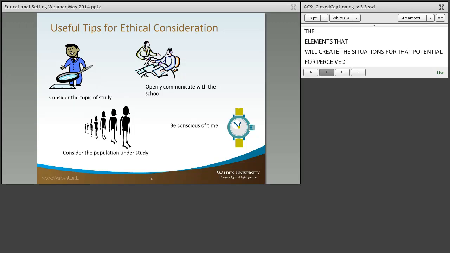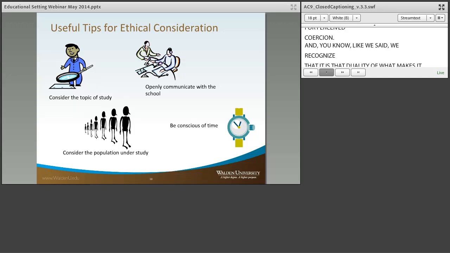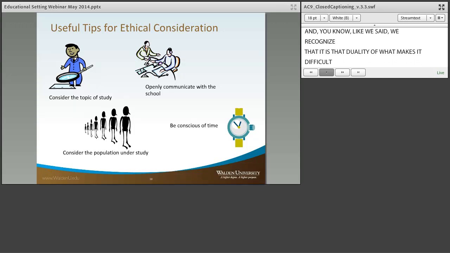And like we said, we recognize that the duality of what makes it difficult to conduct research in one's own educational setting is what also can make it so beneficial. And so there are lots of opportunities and lots of creative solutions. It's just helping students sometimes think a bit more broadly and creatively to address their research, depending on what they're considering.